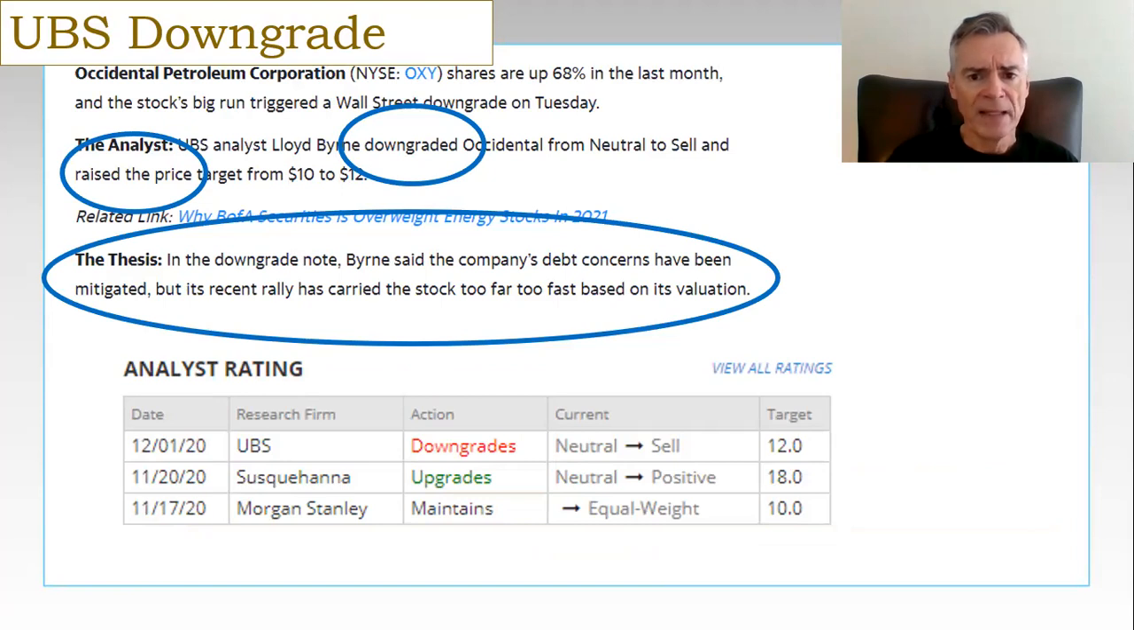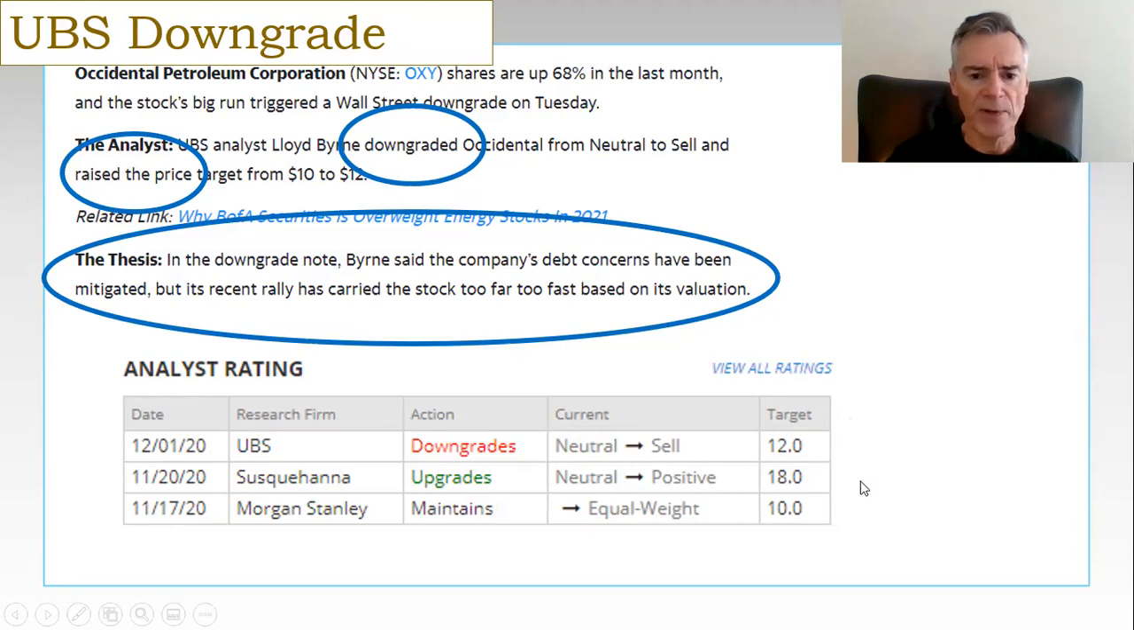He makes mention of the fact that Oxy's shares are up 68% in the last month. And then in his downgrade note, Lloyd says that the company's debt concerns have been mitigated. Well, that's good news, right? But the recent rally has carried the stock too far, too fast. And because of that, he downgraded the stock and said you should sell Occidental, and raised his target from $10 to $12.